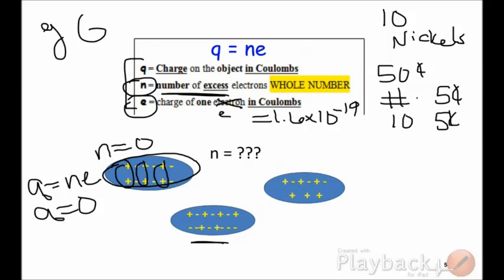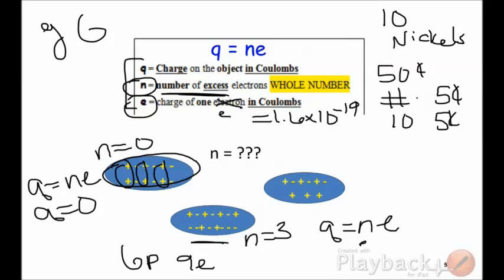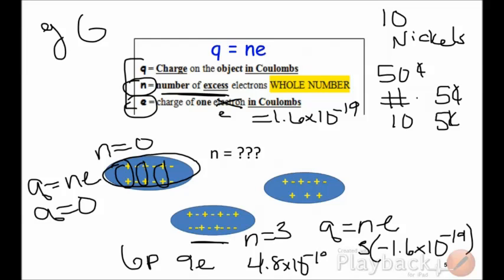The bottom one here has, let's go with 6 protons and 9 electrons, which means N is going to equal 3 because that's how many excess I have. So if I was to plug that into Q equals NE equation, I would have 3. Now it has excess electrons, so that's negative 1.6 times 10 to the negative 19th. And I would get 4.8 times 10 to the negative 19th coulombs. The units for charge is coulombs, that's a capital C. And that's a negative 4.8.